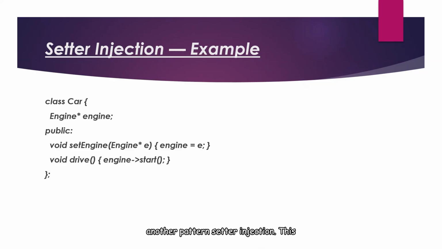Here's another pattern, setter injection. This time the car has a method like setEngine to install an engine after it's constructed. Setter injection gives more flexibility, like configuring optional components later, but it comes with a small risk. The object can exist in a semi-initialized state until all dependencies are set. It's best used for optional dependencies or where late binding is necessary.